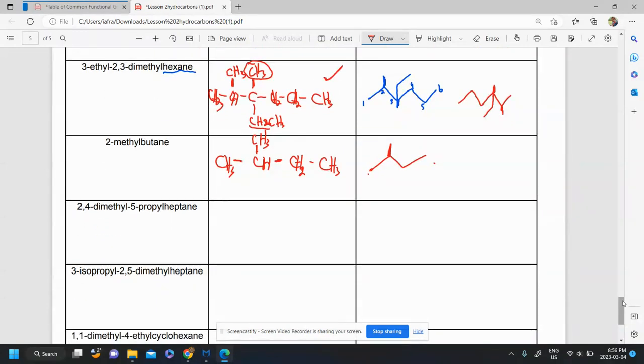So now let's go to the next one, 2,4-dimethyl, 5-propyl heptane. So it's a heptane molecule. Let's draw a parent chain first. So 1, 2, 3, 4, 5, 6, 7. And we're going to count from any direction. I'll start counting from the left side. So 1, 2, on carbon number 2, there's a methyl. 3, 4, a methyl on carbon number 4. And then 5, a propyl. 1, 2, 3. So this is 1, 2, 3. It's a propyl there.